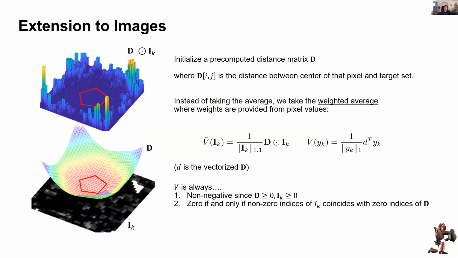Now, if I want to extend this to images, it's quite simple to have a pre-computed distance matrix, where what's inside each pixel in that matrix corresponds to the distance between the target set and that pixel.